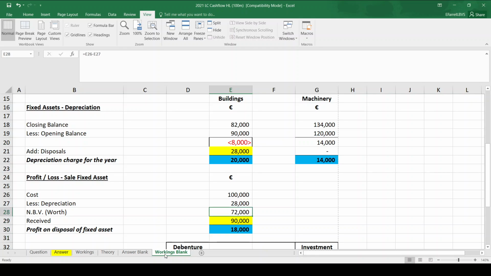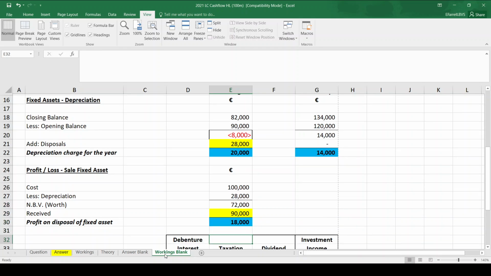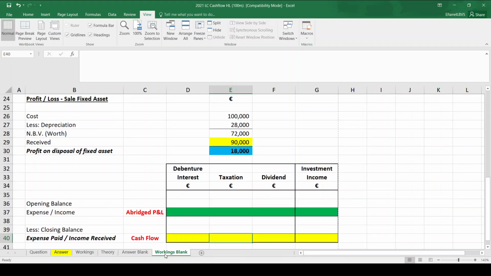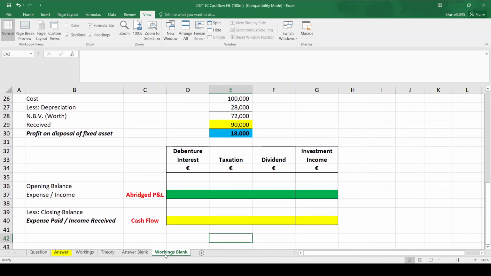If you receive less than the net book value, it would be a loss. But in this case, it's a profit. I now need to do notes on the debenture, interest, tax, dividend, and investment income.